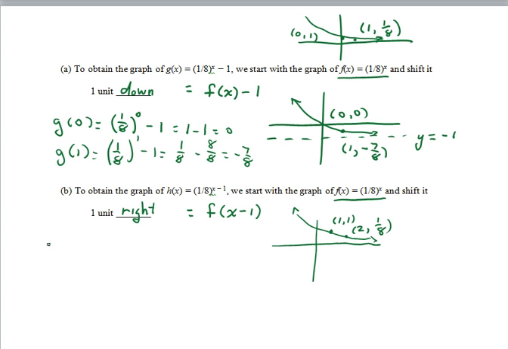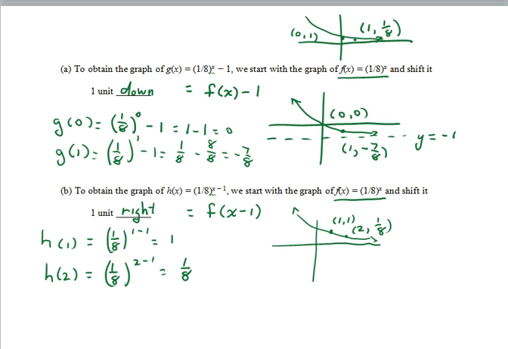We can verify that g of 1 is 1. I'm sorry, this isn't g, this is h. h of 1 should be 1. It would be 1/8 to the 1 minus 1, which is 1/8 to the 0, which is 1. And h of 2 is 1/8 to the 2 minus 1, which is 1/8 to the first, or 1/8.